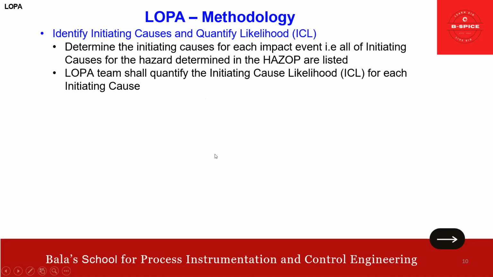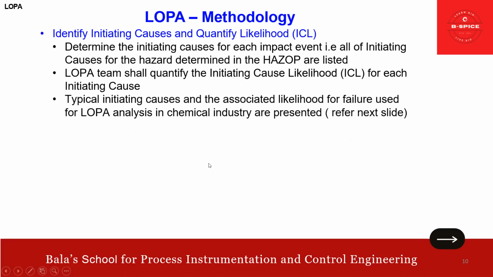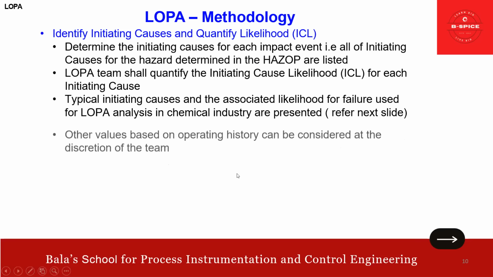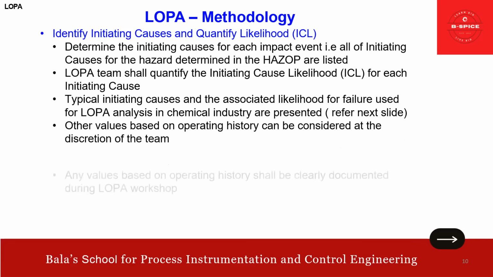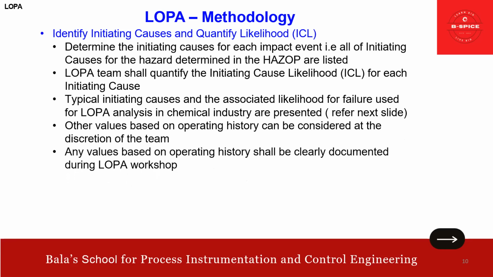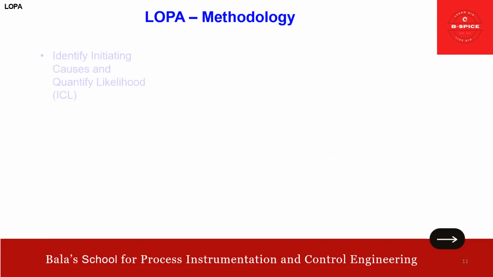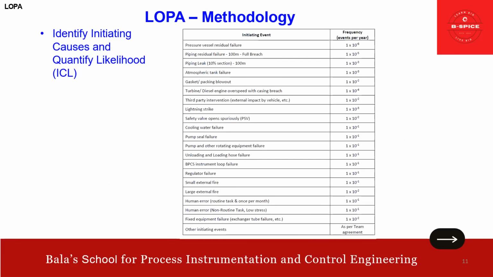The LOPA team shall quantify the likelihood for each initiating cause. Typical initiating causes and associated likelihood of failure used for LOPA analysis in the chemical industry are presented. For example, since I worked in a petrochemical, I am going to present you the chemical scenario. And of course, you also have similar ones based on your projects. So here, this is the one, friends.